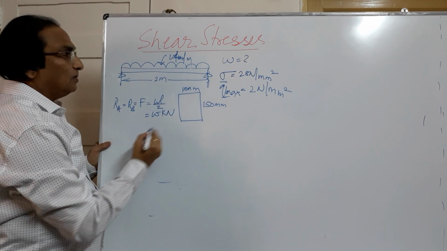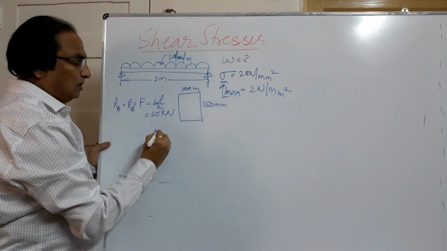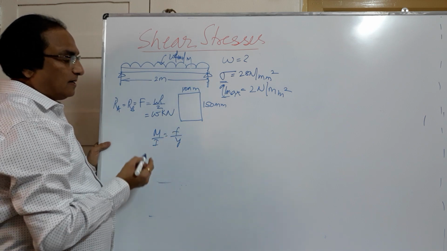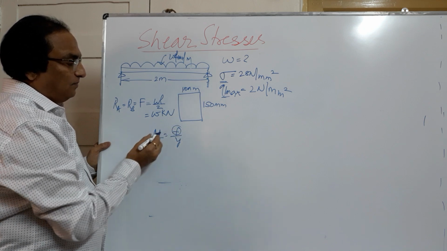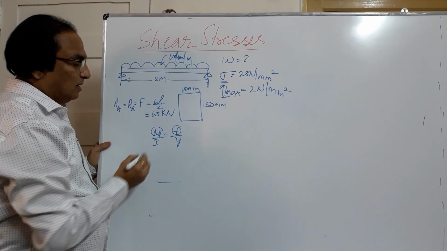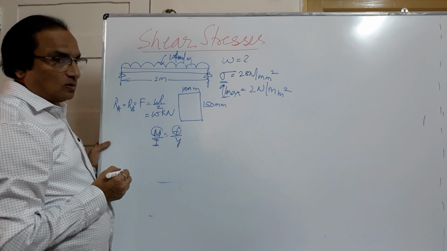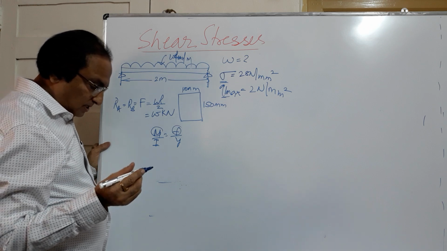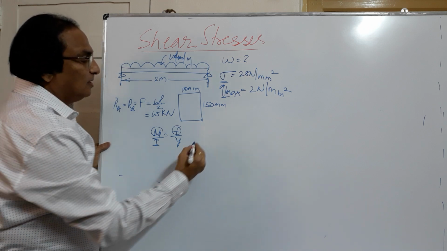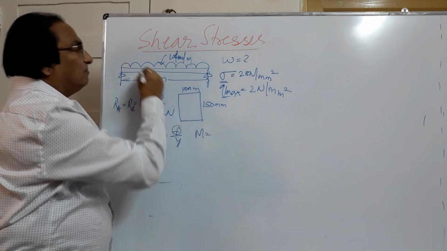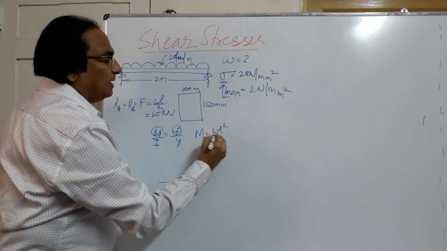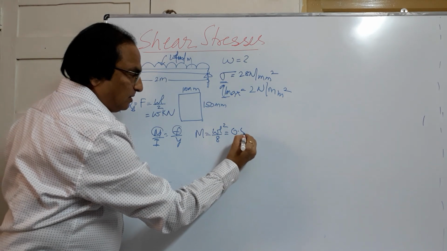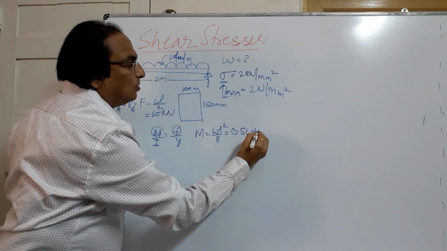So you got the shear force as W kilonewton. We are given bending stress. So we know M by I is equal to F by Y. Here we know the bending stress, we can find out the bending moment, so using this relation we can find out how much is the UDL that can be permitted. The bending moment acting will be equal to WL squared by 8. So this will be 0.5 W kilonewton meter.